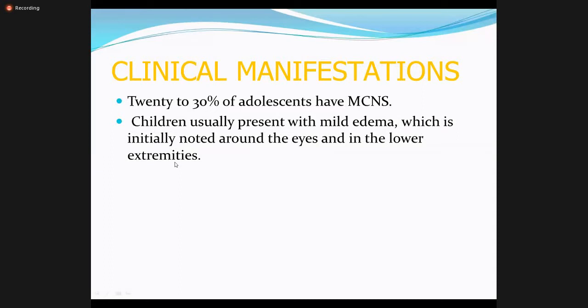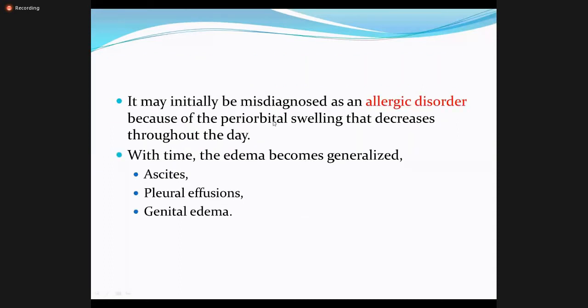With time, the edema becomes generalized, and then there is no decrease of edema throughout the day. When it becomes generalized, they may develop severe ascites, pleural effusions, and edema of the genitalia, and we usually call this anasarca. Severe generalized edema is called anasarca.